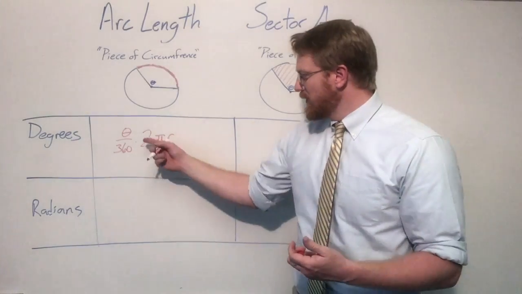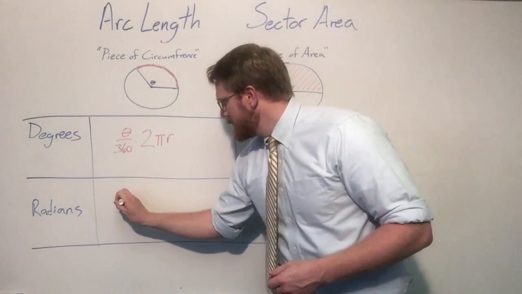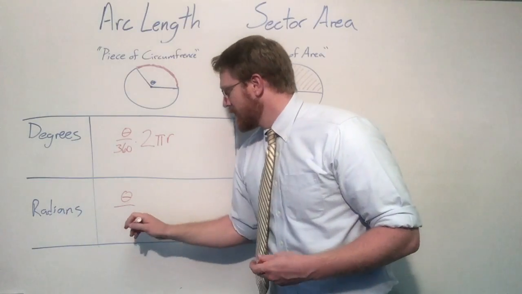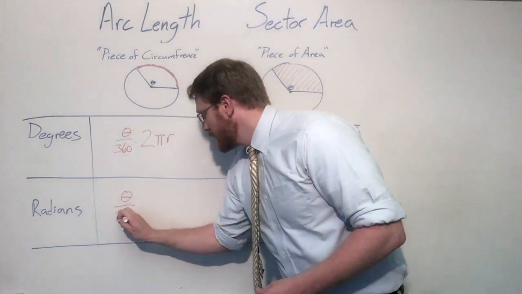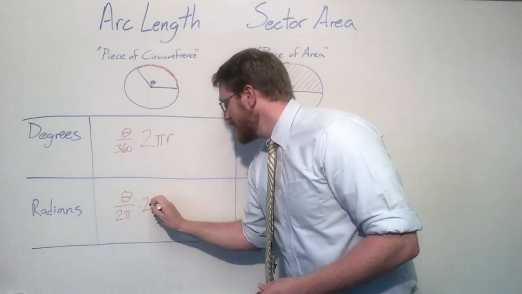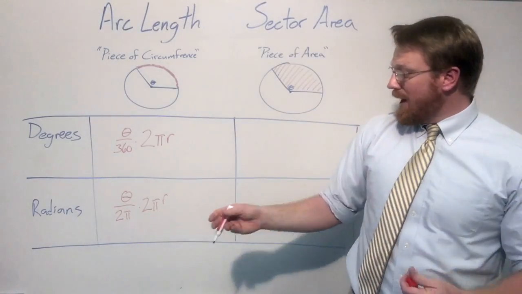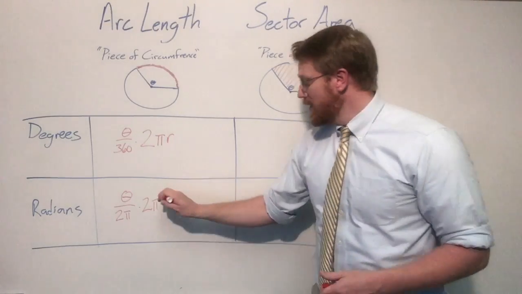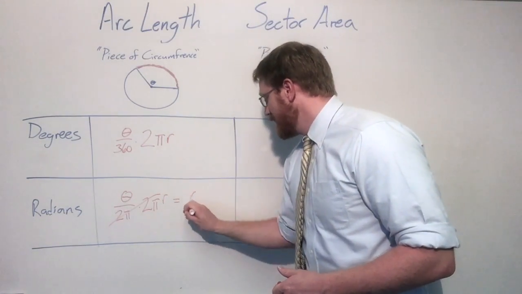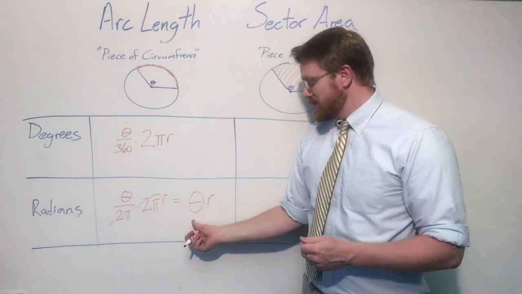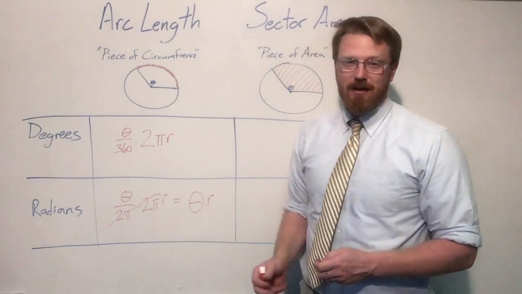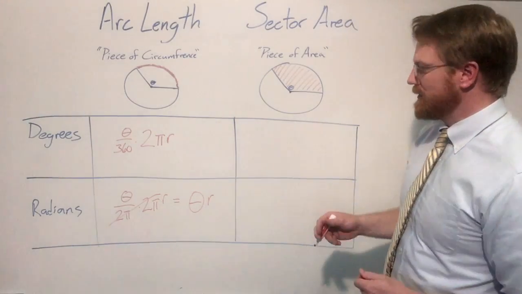Down here in radians, the only thing that changes is that 360 becomes a 2 pi. If your theta is in radians, you need to put it over a radian comparator here. So 2 pi times circumference. And because this 2 pi is in the denominator and this 2 pi is in the numerator, this can be simplified to the equation theta times radius. So in radians, the arc length could just be the size of the angle times the size of the circle's radius, and you'll get your answer there.